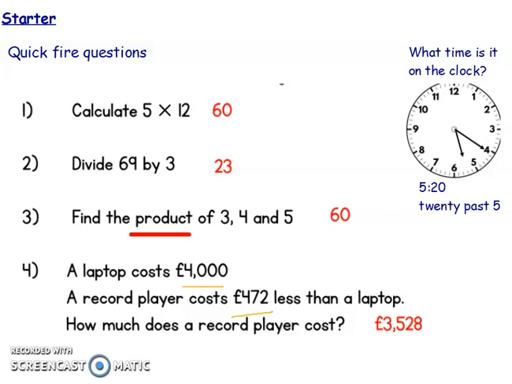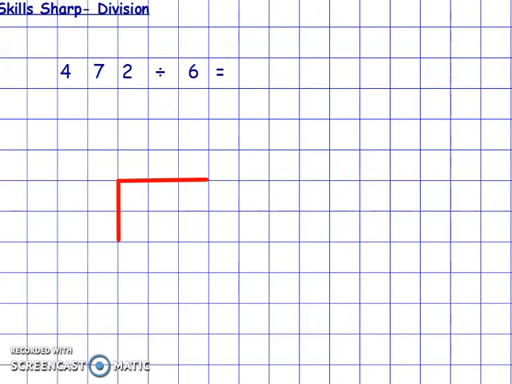Let's move on to Skillsharp. We're going over division methods in Skillsharp. Let's do one together as a team. Get your pencil and ruler. Could you set out this bus stop method in your maths book? Make sure each digit has a box of its own.